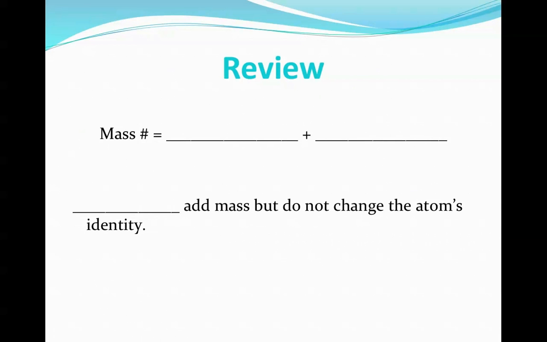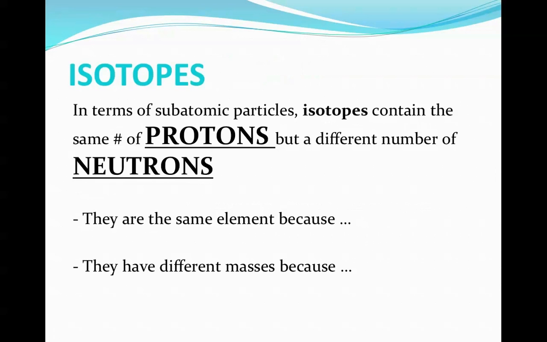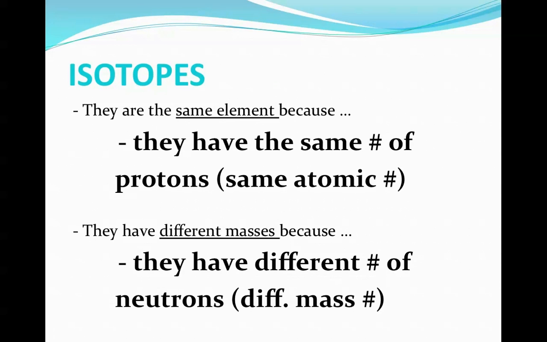So just to review what we did back in Concept B, our mass number is equal to the number of protons and the number of neutrons. Remember, neutrons add mass, but they do not change the atom's identity. So if we change the number of neutrons, we'll change the mass, but not change what the element is. In terms of subatomic particles, isotopes contain the same number of protons but a different number of neutrons. They're the same element because of the same number of protons, but they have different masses because of their different number of neutrons.